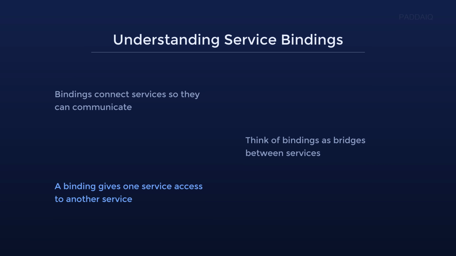A binding gives one service access to another service. This means you create a secure connection allowing them to communicate and share data. For example, an application can bind to a database service to store and retrieve user information. This connection is fundamental for building integrated solutions.